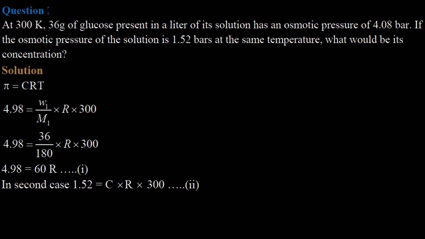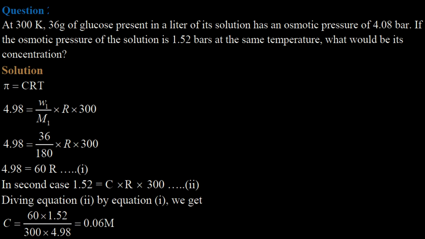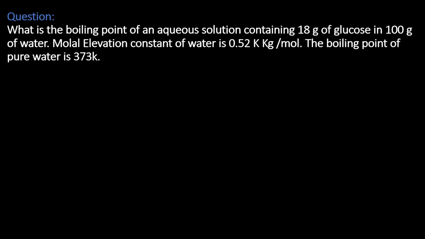So 1.52 is equal to C into R into 300, because the temperature is the same. Dividing equation 2 by equation 1, we get concentration as 60 into 1.52 divided by 300 into 4.98. You get the value as 0.06. So here concentration is taken as the number of moles, W1 by M1. This is also a direct question, a little different.